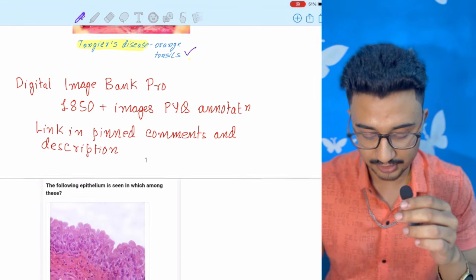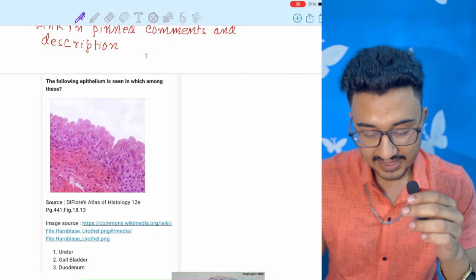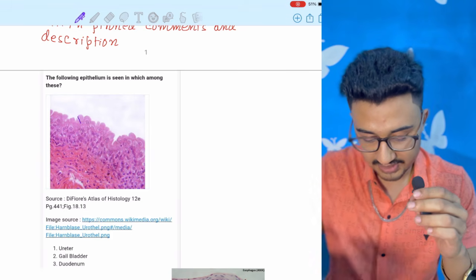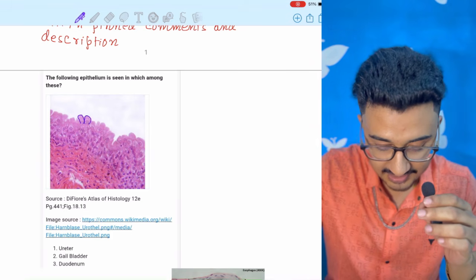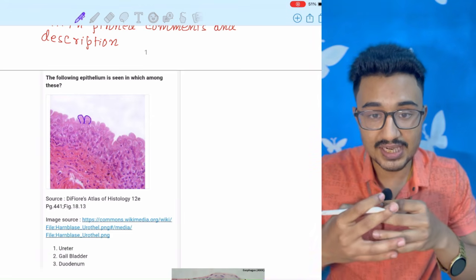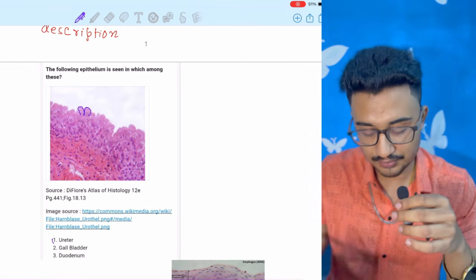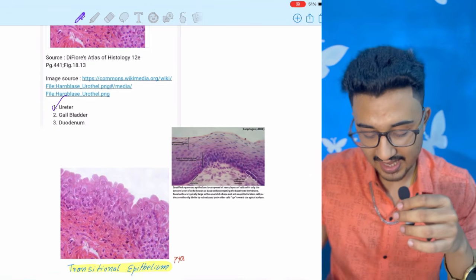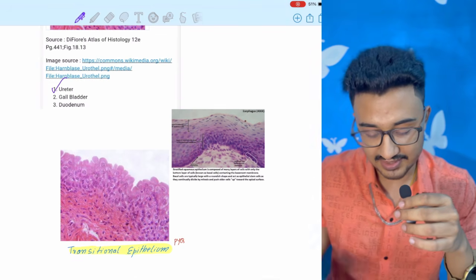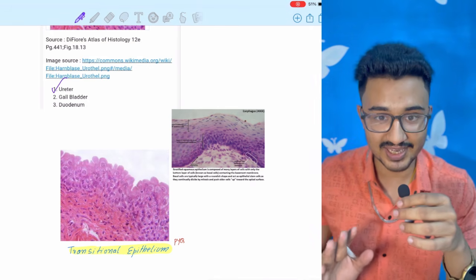Coming to the next question, which of the following epithelium is shown? Here we can see some umbrella kind of cells, if I am not wrong. They are umbrella shaped so that they can hold the excessive tension. This is a case of transitional epithelium, so it will be found in the ureter. And exactly the same image came in NEET PG 2025, and this was present in my digital image bank. These were not added afterwards.